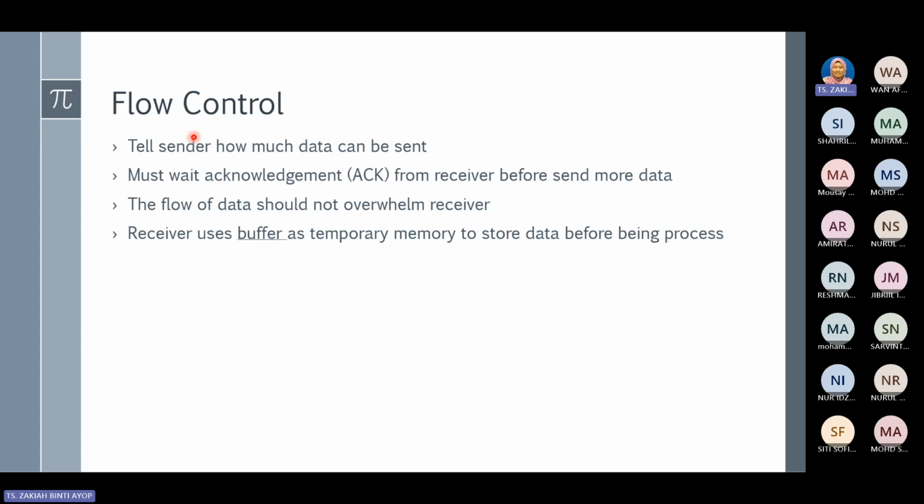For flow control, it will tell the sender how much data can be sent, and then it must wait for acknowledgement from the receiver before sending more data. So the flow of data should not overwhelm the receiver. The receiver will use a buffer as temporary memory to store data before it is processed.